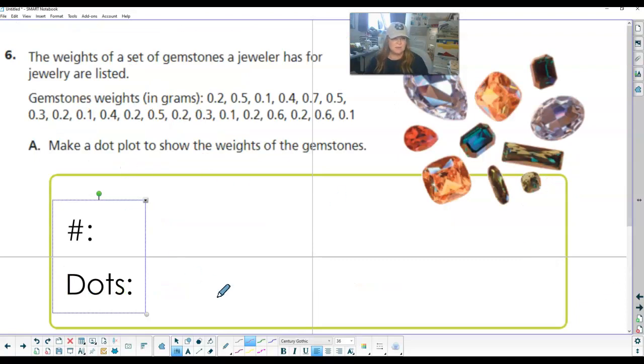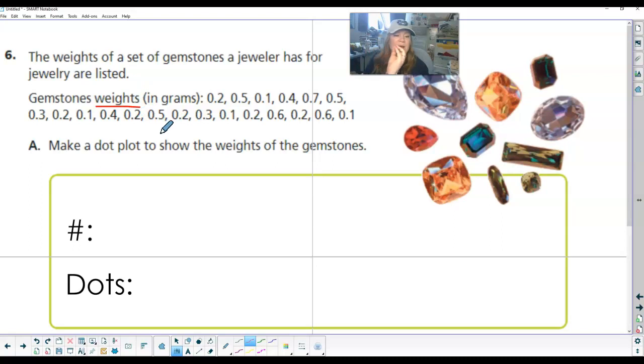Okay, and our last one is going to feel pretty easy compared to the one we just did, so that's good news. Okay, the weights of a set of gemstones a jeweler has for jewelry are listed. So here's their weights, and here's all of the gemstones. So the very first thing we're going to do is make a number line. We have to put these in order, so we need to look for the lowest ones. 2 tenths, 5 tenths, 1 tenth. They're all tenths, so our lowest one is 1 tenth.